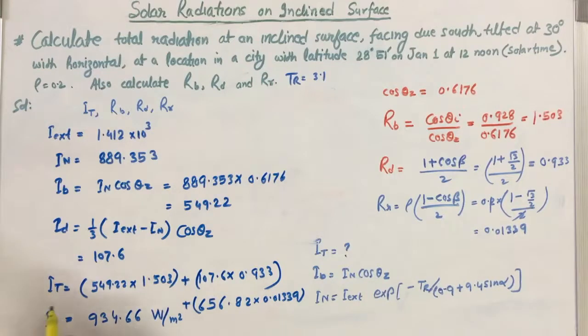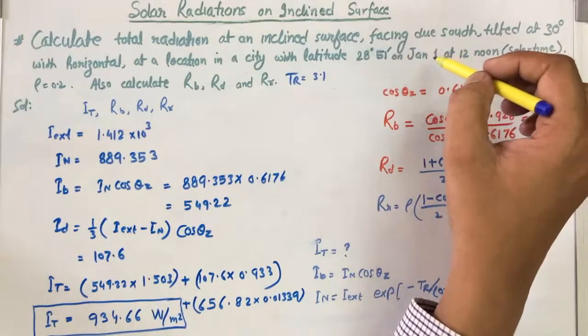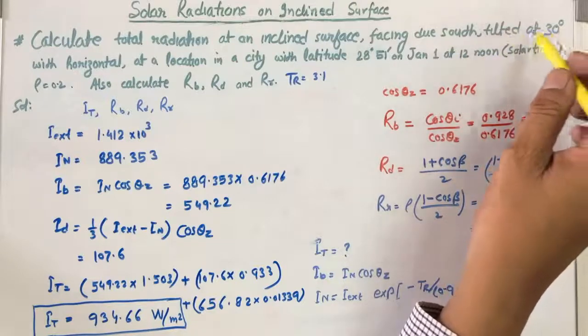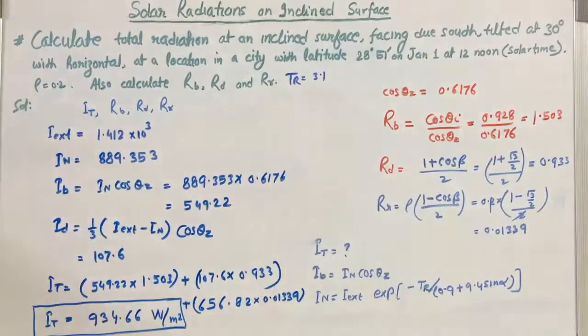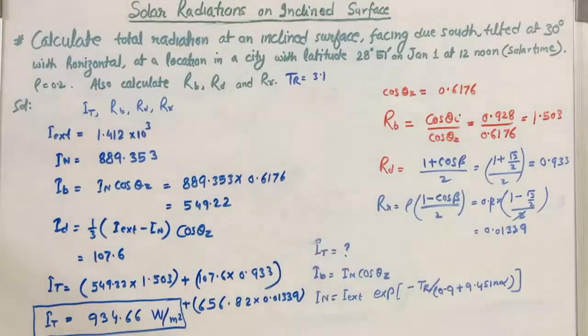This is the total radiation energy at this location on January 1 at 12 noon, facing towards south, which is tilted at 30 degrees. The surface is a normal surface. The condition is also normal. So in this way we can find the total radiation at any inclined surface at any particular time. So that is it for today. Thank you very much.